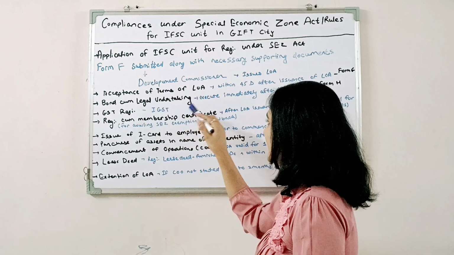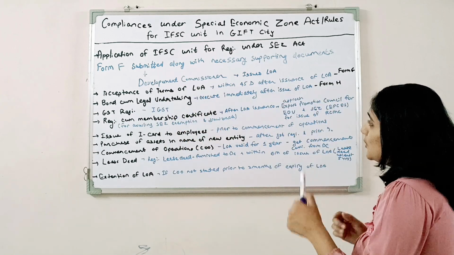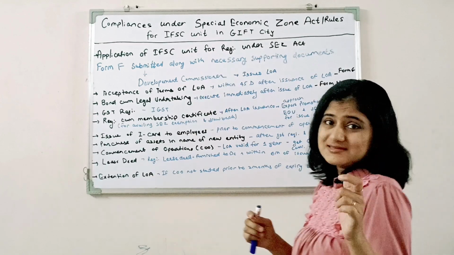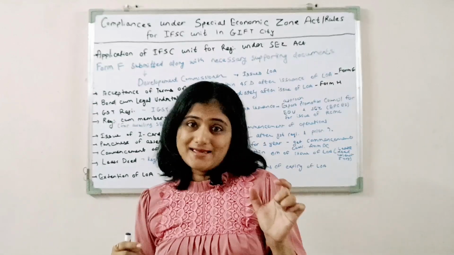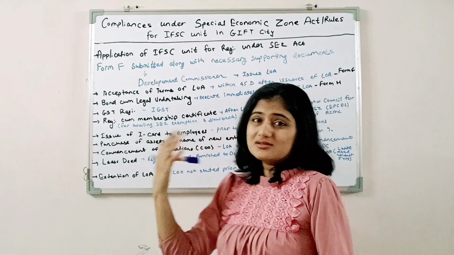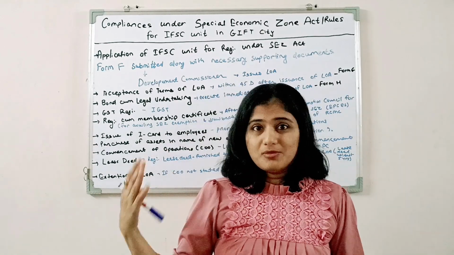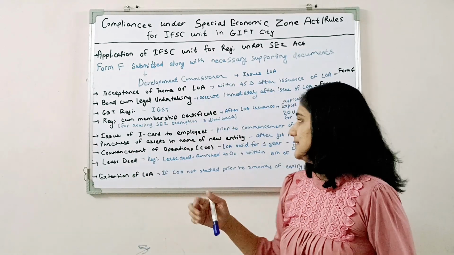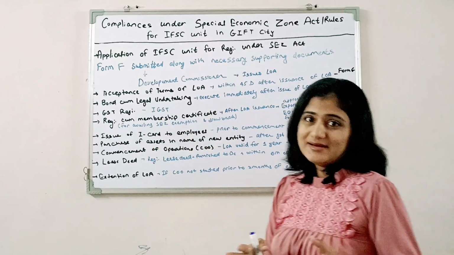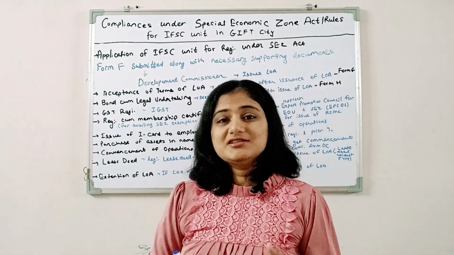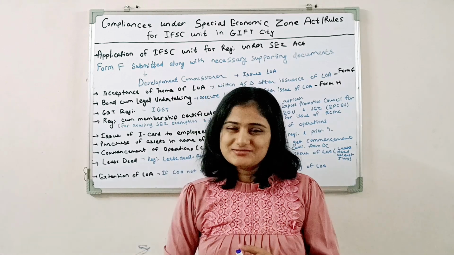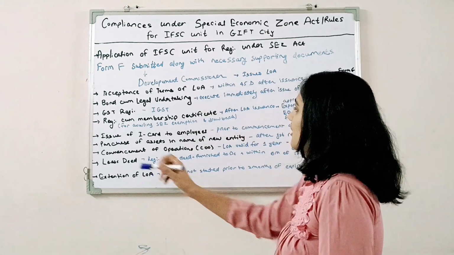Next, bond cum legal undertaking. So you have to execute it immediately after issue of LOA. The prescribed format is given in Form H. Okay. So this is for taking permission for operating in the SEZ area. Next, GST registration. So the unit has to mandatorily do GST registration, and here IGST, that is integrated goods and service tax, will be applicable.